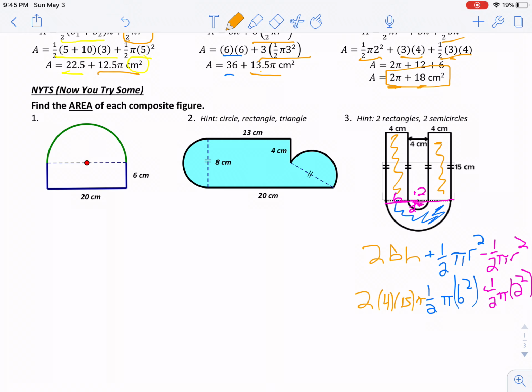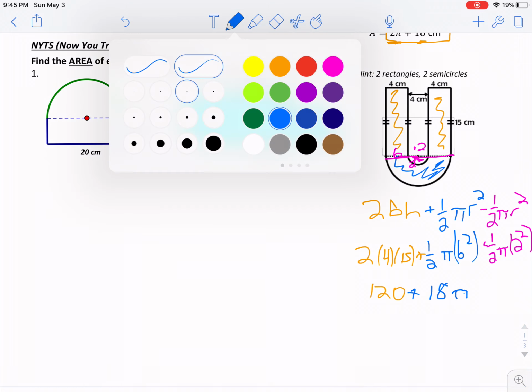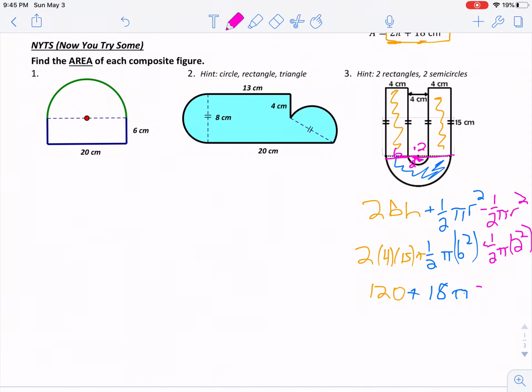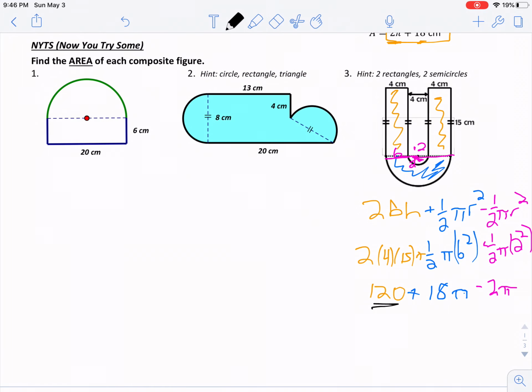All right, the larger semicircle is 1/2 times pi times 6 squared, which was 36, times 1/2 is 18. So plus 18 pi for the large one, minus 1/2 pi times 4, or minus 2 pi. All right. Notice this doesn't combine anything because 120 doesn't have a pi. 18 pi and minus 2 pi are like terms. 18 minus 2 is 16. So we get 120 plus 16 pi centimeters squared.